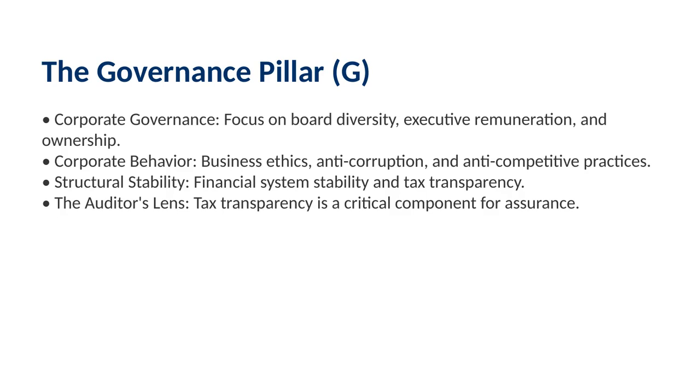Finally, we have governance. This is the backbone of the organization. It covers corporate governance elements like board diversity, executive pay, and ownership structures. It also delves into corporate behavior, business ethics, and the fight against corruption and anti-competitive practices. We also look at financial system stability and, very importantly for us as auditors, tax transparency.